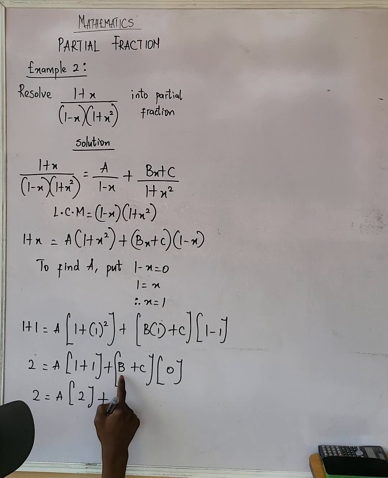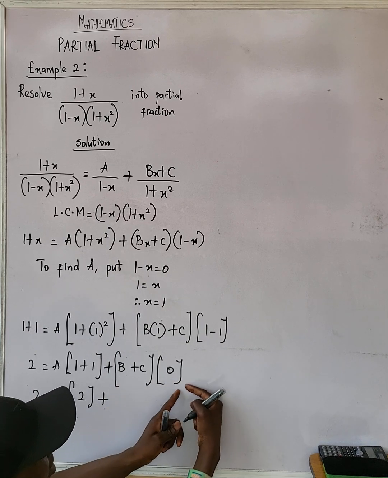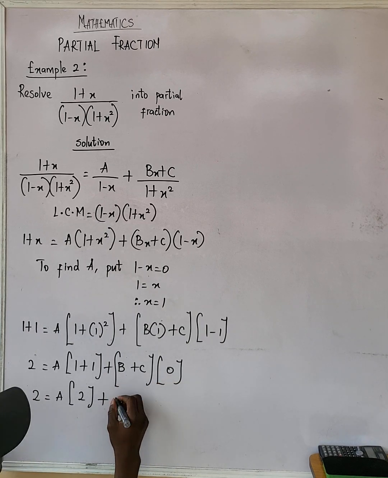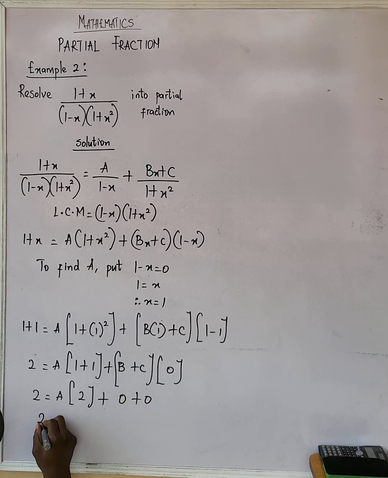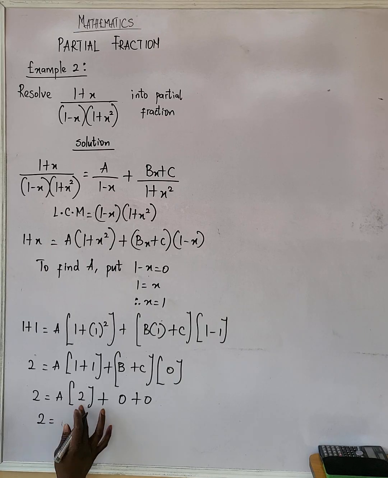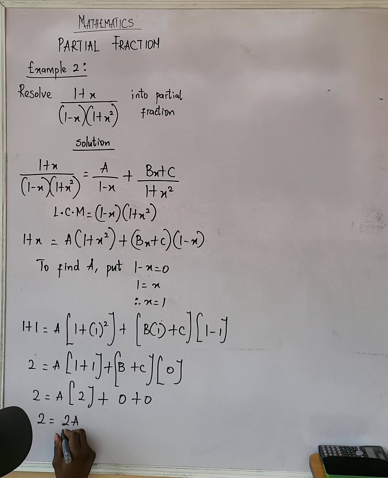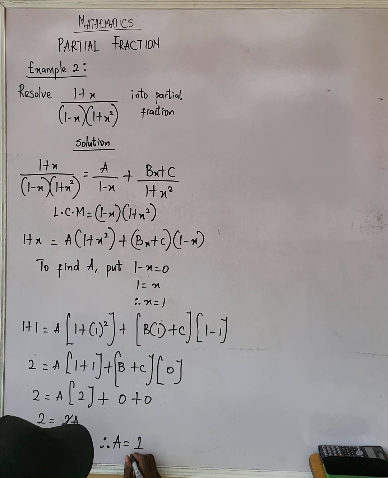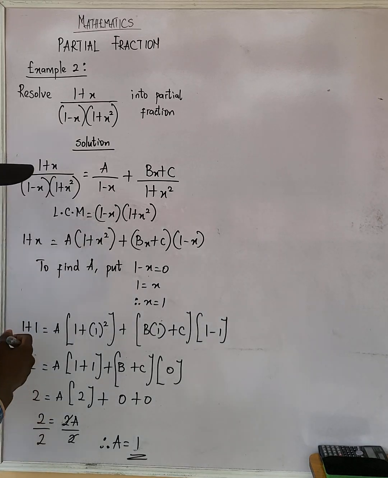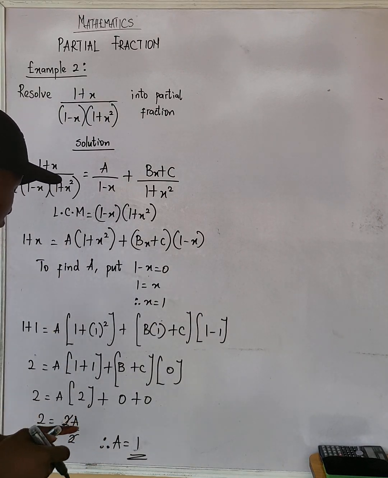So that will give us 2 equals to a into bracket 1 plus 1, 2, plus 0 times b plus c. So 0 multiplied by b is 0, and 0 multiplied by c is 0. So what do we now have? 2 is equals to a multiplied by 2, which is 2a. When we divide both sides by 2, therefore our a is equals to 1, since 2 divided by 2 is 1. Do you understand? So that's how we got a.